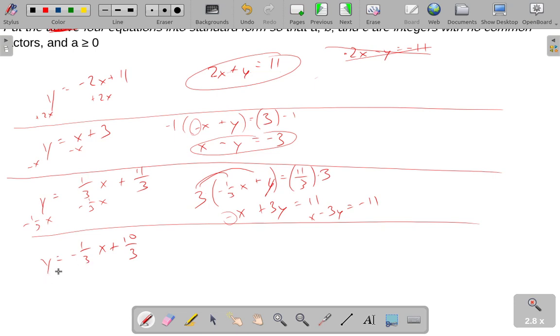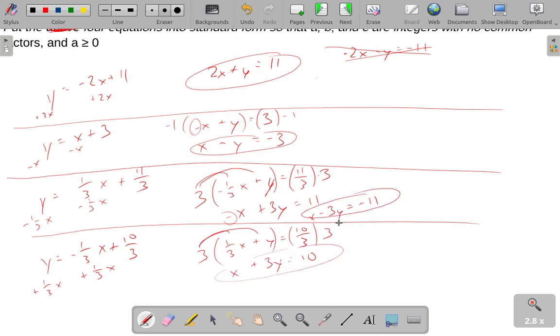And then the last one here, I'll start off by adding 1/3 x to both sides. I get 1/3 x plus y equals 10/3, and you can see this is very much like that last one. I'll multiply both sides by 3. I'm doing parentheses here to remind me that I have to distribute. I get x plus 3y equals 10. And you can see that's already in the correct form, so that's my final answer on that one.